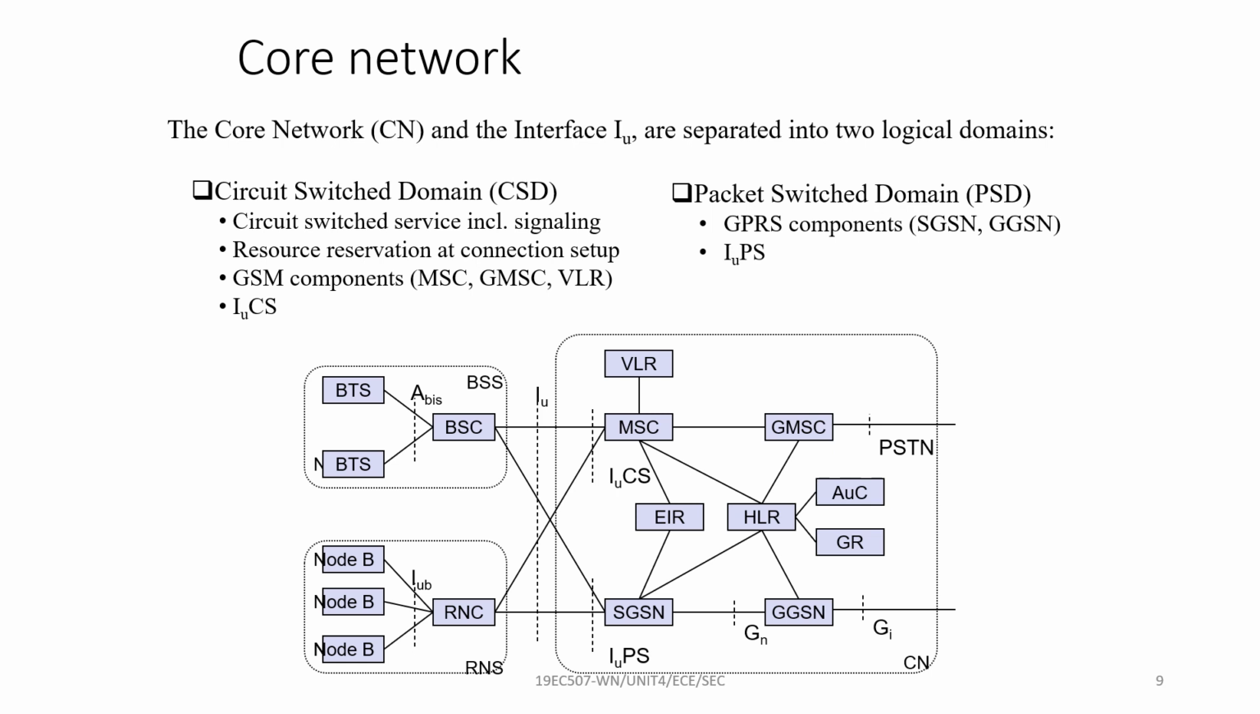This depicts the core network in detail. Here you have the interface Iu, where we deploy both domains, the circuit switched domain as well as the packet switched domain. Over the resource reservation protocol, we manage the connection setup, as well as handle the GSM components like MSC, mobile switching center, GMSC, then VLR, visitor location register, through the interface IuCS. Similarly, we handle the packet switched domain, which handles the GPRS components SGSN, GGSN through the interface IuPS.